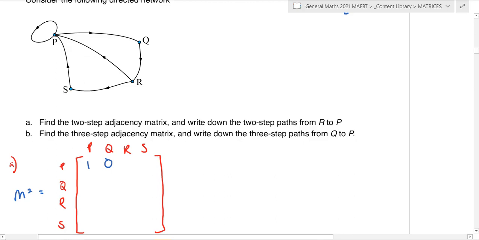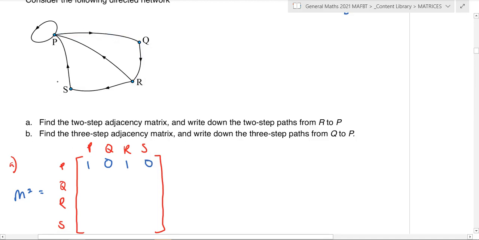P to R, well, let's look at P to R. To get from P to R, I can go this way, I can go this way. So from P to R, there's actually one two-step. Two steps meaning I have to cross two edges or go through another vertex. P to S, well, again, I can try and use P to Q and then Q to R, but that's two steps already. I haven't gotten to S. So from P to S, it's 0.